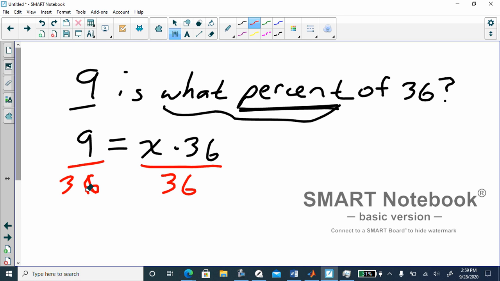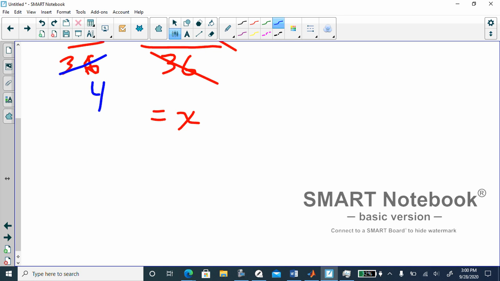So that 36 is canceled. So we get x, and then 36 over 9. Now we could reduce this if you want to. This is a fraction. To get it into a percent, eventually we probably would like to have it as a decimal, but before we get decimals, we can reduce fractions. 9 goes into 36. 9 goes into 9 once. 9 goes into 36 4 times. So x as a fraction is equal to 1/4.